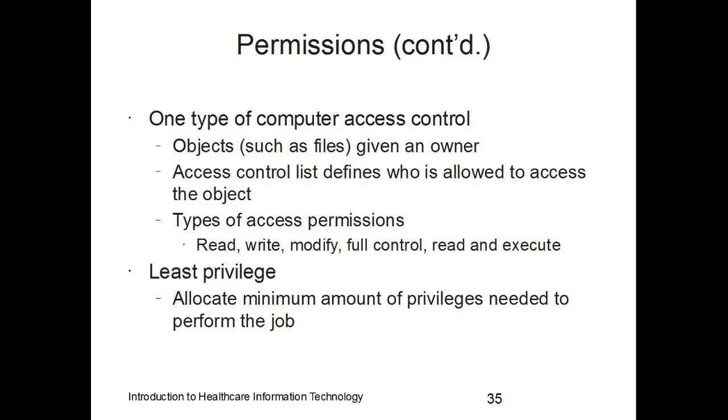And when it comes to setting up permissions, there are different types of access permissions available depending on that person's role in the facility. They may be able to just read information or write information or modify or execute or have full control. So it just depends on that person's role in the facility. And an access control list defines who is allowed to access what file or what object. The good standard to go by is the person should be allowed the least privilege, which means you're allocating the minimum amount of privileges needed to perform that person's job.